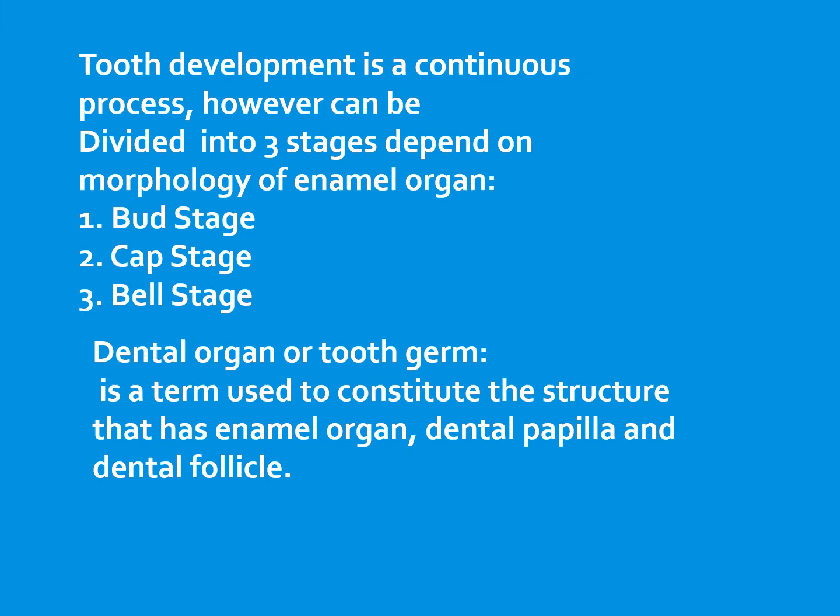Tooth development is a continuous process, however, it can be divided into 3 stages depending on the morphology of the enamel organ, as we said before: bud stage, cup stage, bell stage, which includes early and advanced bell stage. Dental organ or tooth germ is a term used to describe the structures that include the enamel organ, dental papilla, and dental follicle. Enamel organ forms the enamel, dental papilla forms the dentine and the pulp of the tooth, and dental follicle forms the cementum, periodontal ligament and alveolar process of the tooth.